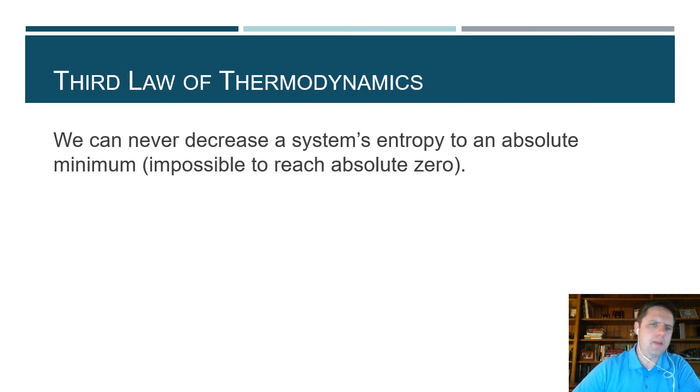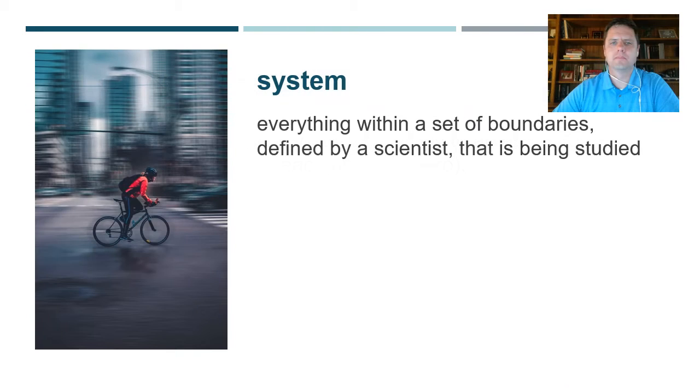The third law of thermodynamics is that we can never decrease a system's entropy to an absolute minimum. It's impossible to reach absolute zero. And by the way, the absolute zero that we were talking about in the previous slide is, again, a theoretical concept, and we'll talk about temperature scales in just a few minutes.